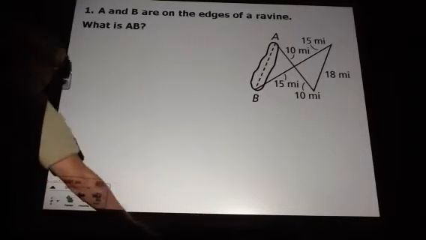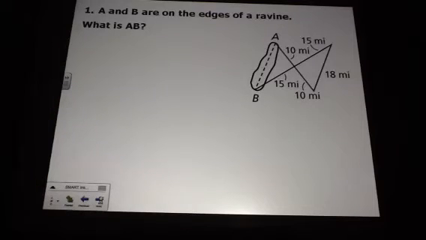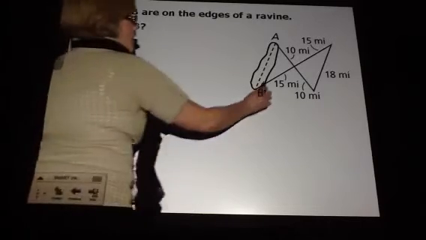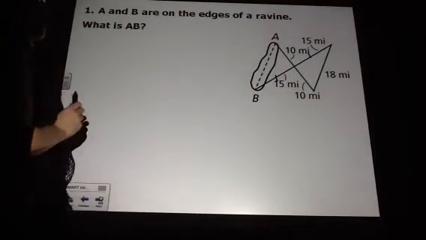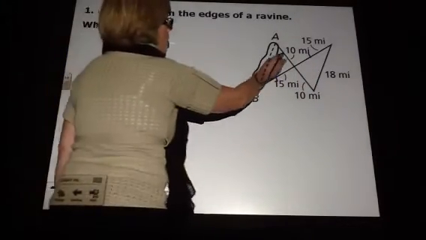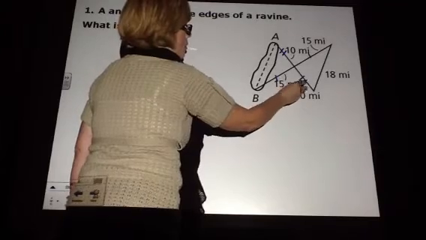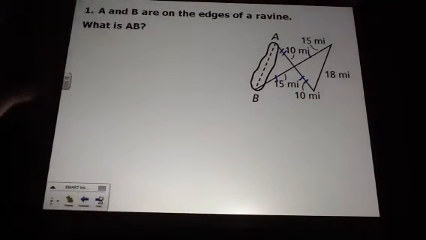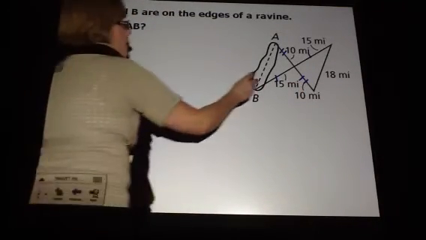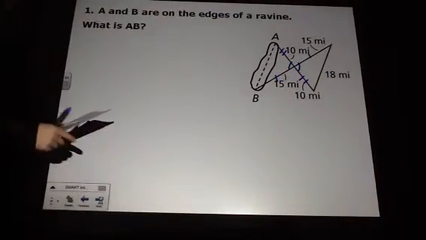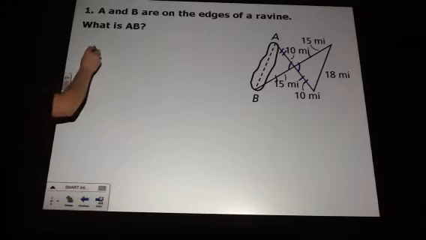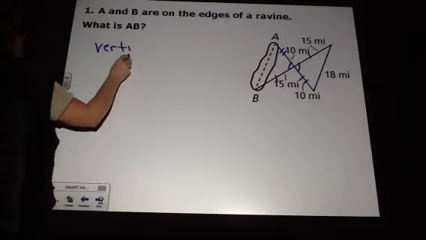Okay, so let's look at this first one here. A and B are on the edge of the ravine. What is A and B? Okay, we've got two triangles here. And we've got this segment congruent to this segment because they're both 15 miles. This segment is congruent to this segment because they're both 10 miles. I've got this angle congruent to this angle because they're both vertical angles.